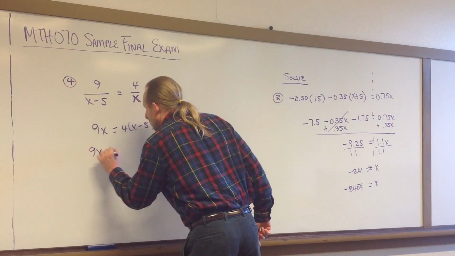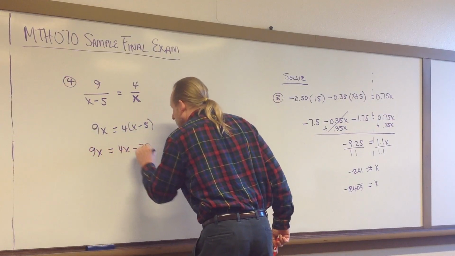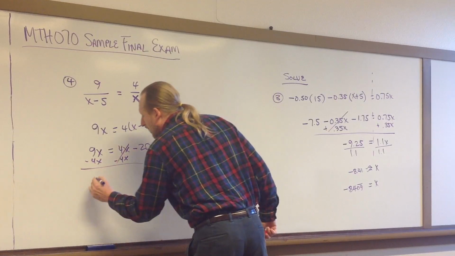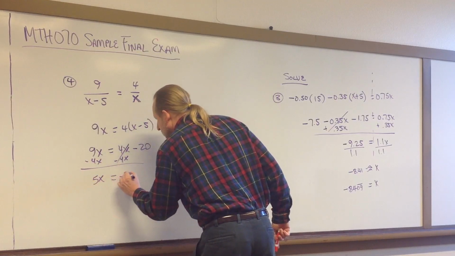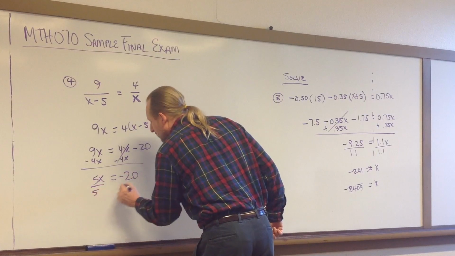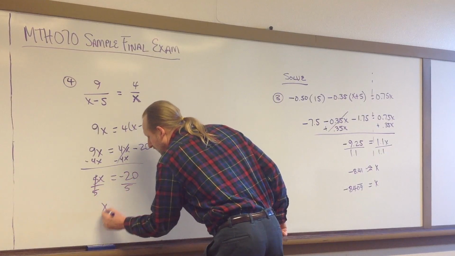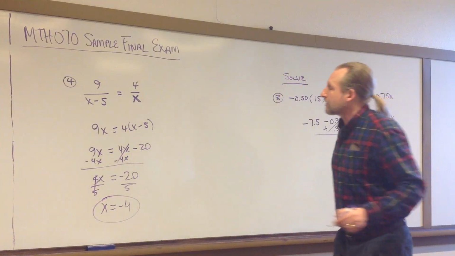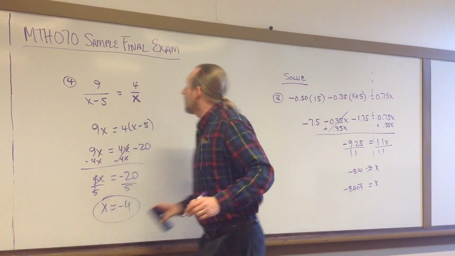So now let's go ahead and distribute: 4x minus 20. Subtract the 4x on both sides. 5x is negative 20. Divide on both sides by 5. And so x is equal to negative 4. All right.